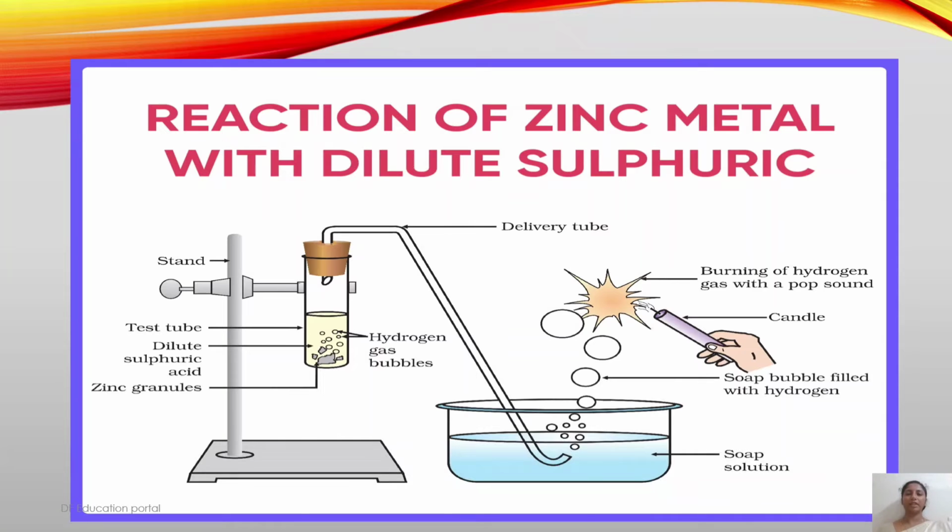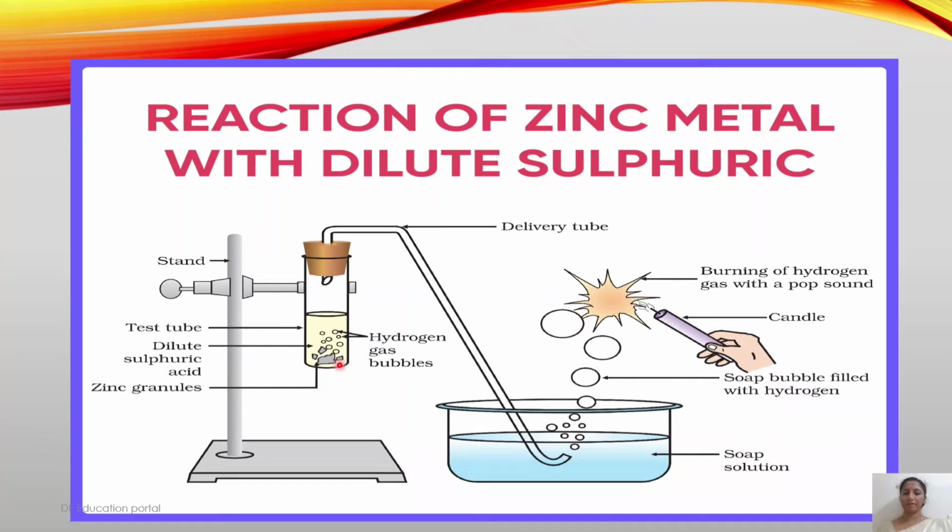In your textbook, you have a diagram of the reaction of zinc metal with dilute sulfuric acid, right? You can take that diagram now. In this experimental setup, you can see one test tube and one beaker with soap solution. In the test tube, we are taking zinc granules.